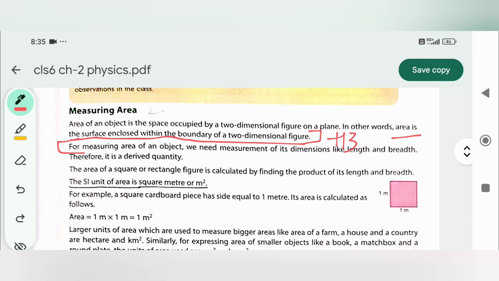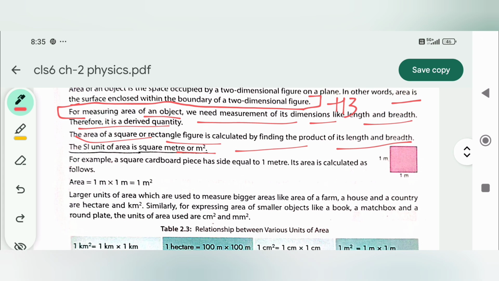For measuring the area of an object, we need to measure its dimensions like length and breadth. Therefore, it is a derived quantity. The area of a square or rectangular figure is calculated by finding the product of its length and breadth. So the SI unit of area is square meter or meter square. You can write up to this. You can also write the examples. So this is ICA2.